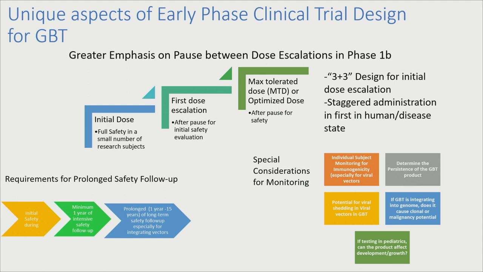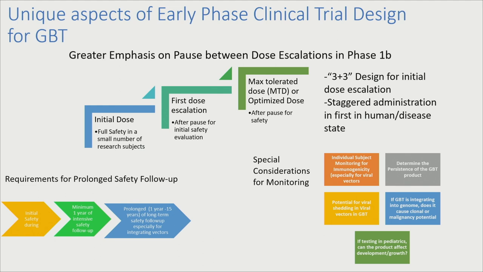In addition, and what can't be emphasized enough, is the requirement for prolonged safety follow-up. Depending on the type of vector and the integration level of the gene transfer therapy that's being used, this necessitates as much as a 15-year safety follow-up. So that will play a large factor in recruitability and the design of trials as we go along. And to answer the question on what endpoint we should use for that, the answer is I don't have an answer for that. However, we will be considering it as we go along.